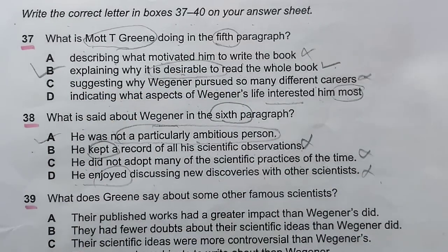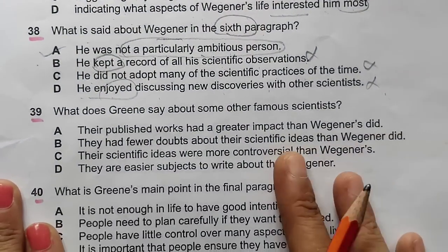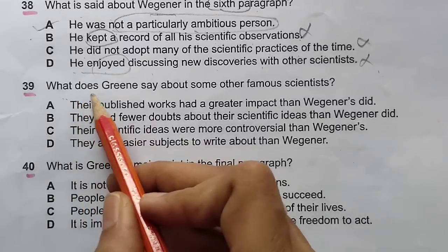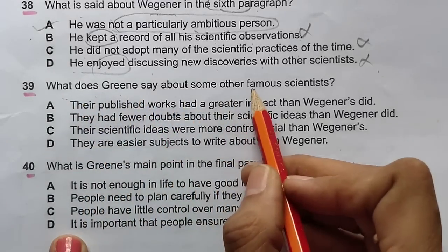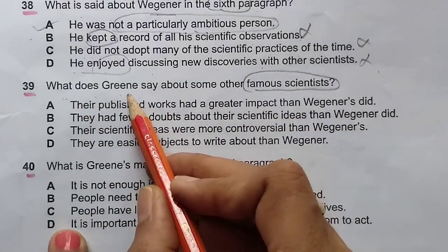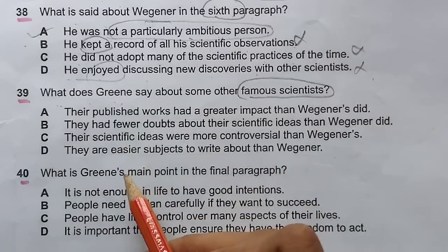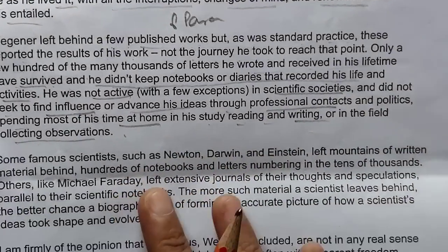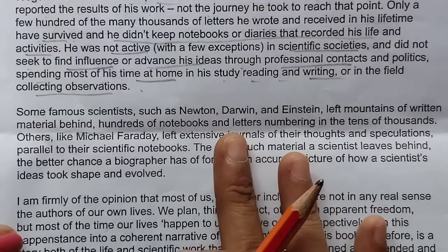Okay, now the 39th question. Why? What does the writer say about other famous scientists? So Greenie means the writer. Okay, so what does the writer say about other scientists? Some other scientists, in the next paragraph.